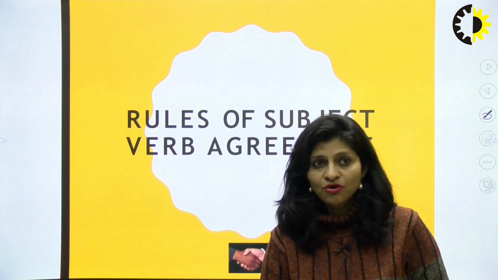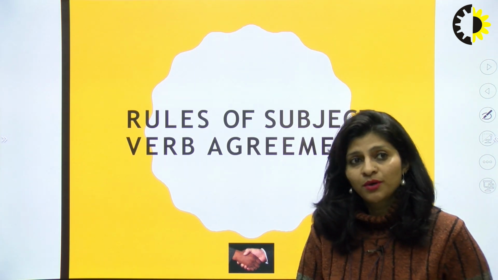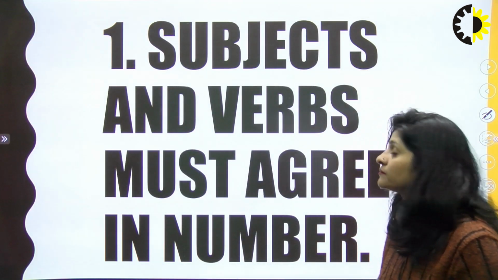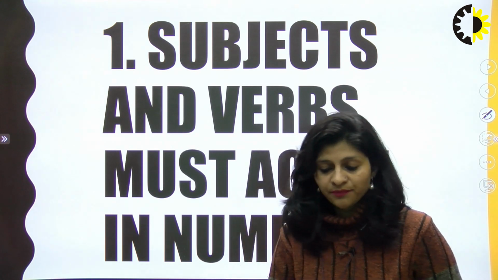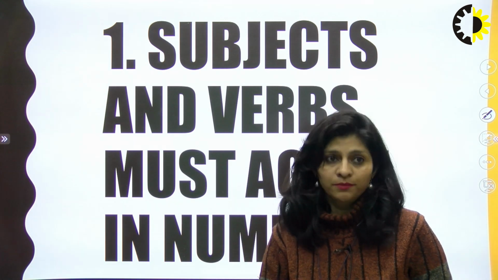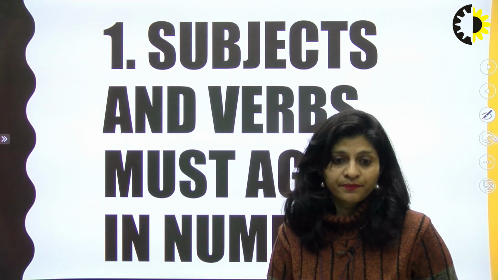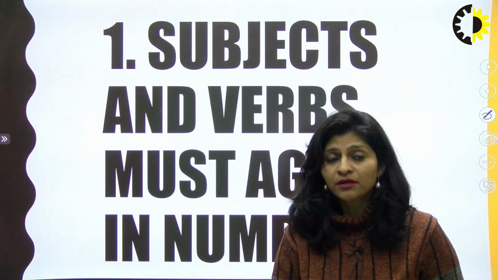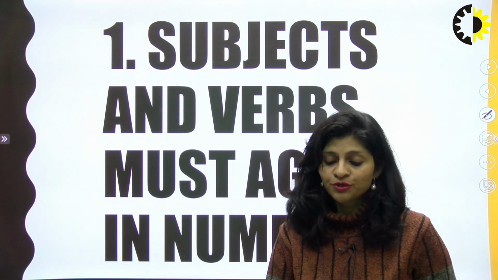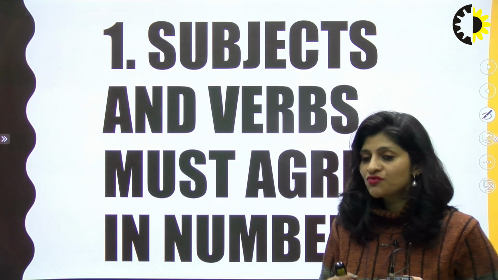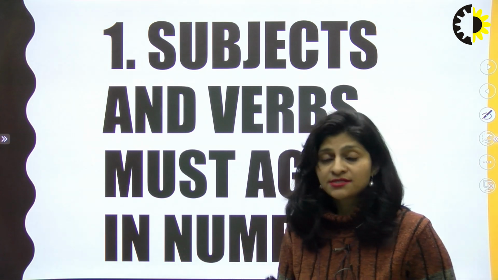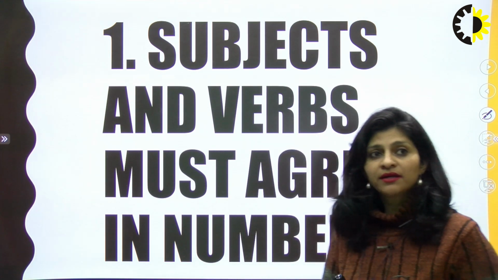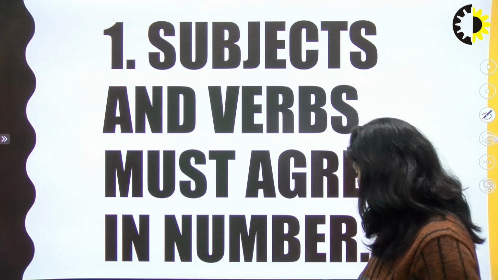So what are the rules of subject verb agreement we are going to cover in today's lecture. Let's first understand what subject verb agreement is. Subject and verb should get along like buddies. It means that if the subject is singular, then the verb should be singular. If the subject is plural, then the verb should be plural. So how to match verbs with subjects? Let's understand this in this lecture. Subjects and verbs must agree in number.